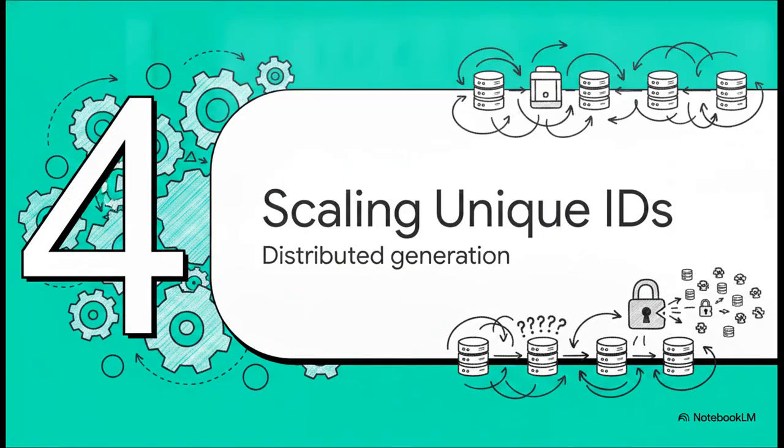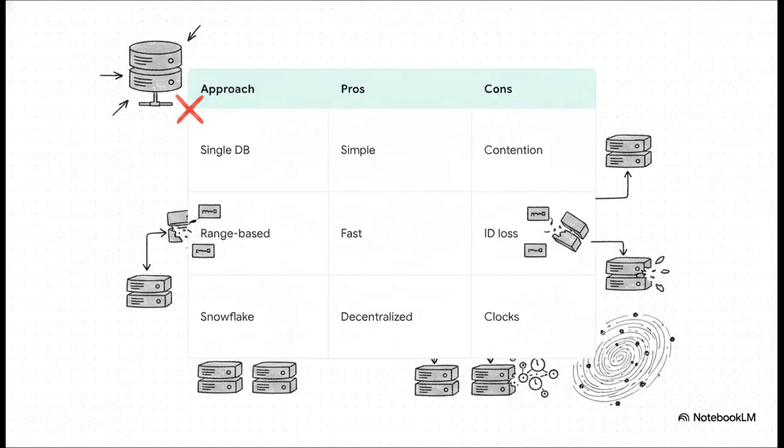That brings us to Section 4, scaling unique IDs through distributed generation. When you're evaluating these options, you'll see a single database auto-increment counter is just way too much of a bottleneck. Now, Snowflake-style IDs, which use timestamps and machine IDs, are fully decentralized, sure, but they require complex clock synchronization. Honestly, that's total overkill unless you're dealing with massive Twitter-scale traffic.